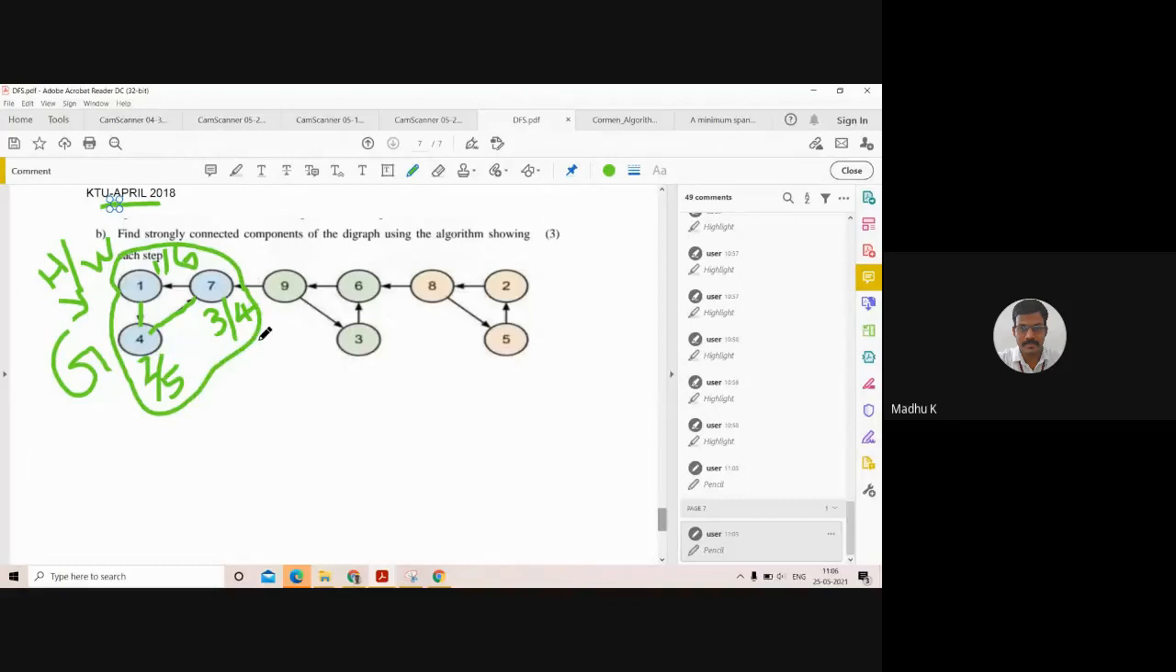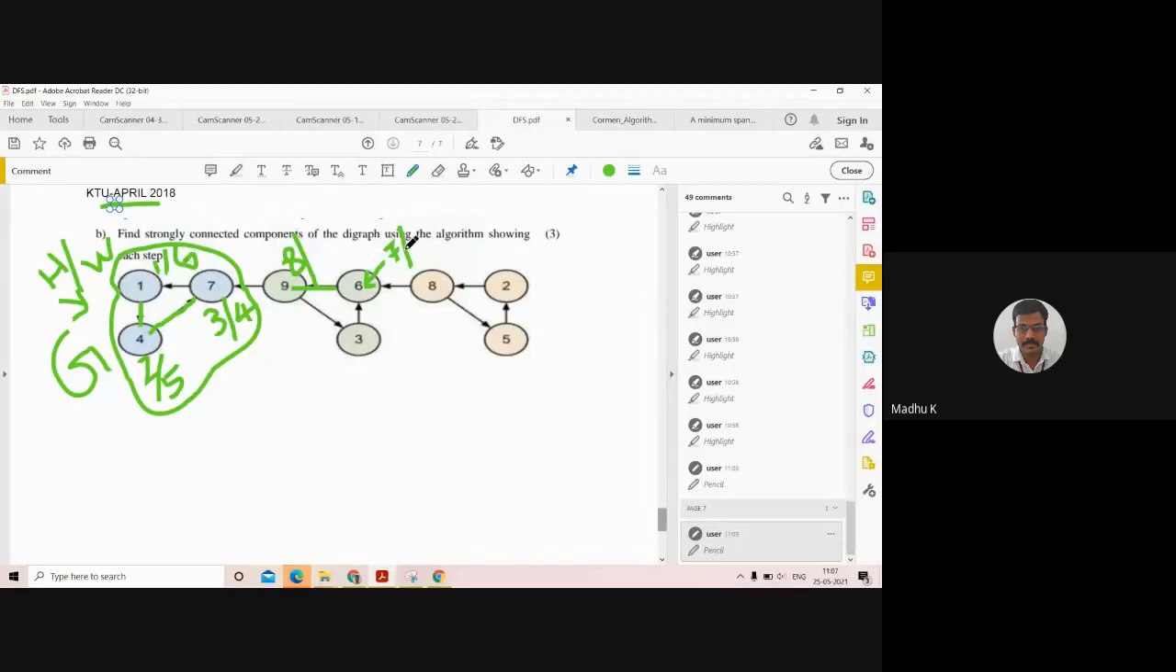Then arbitrarily select any other vertex. There are still unprocessed vertices 9, 6, 3, 8, 2. I can select any of the vertices. Suppose I started from 9, I can start from 6 also. Suppose I started from 6. Then this is 7, then I will move to 9. This is 8. Why did I return 7? Because 6 I finished here.